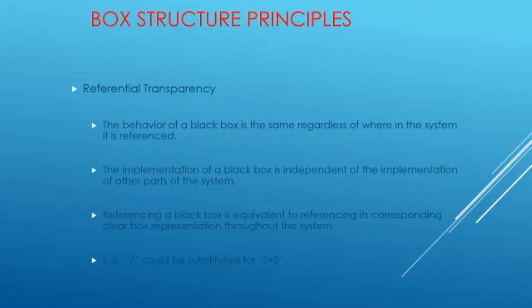Black box structure principles. The behavior of a black box is the same regardless of where in the system it is referenced. The implementation of a black box is independent of the implementation of other parts of the system. Referencing a black box is equivalent to referencing its corresponding clear box representation throughout the system. For example, 7 could be substituted for 5 plus 2.